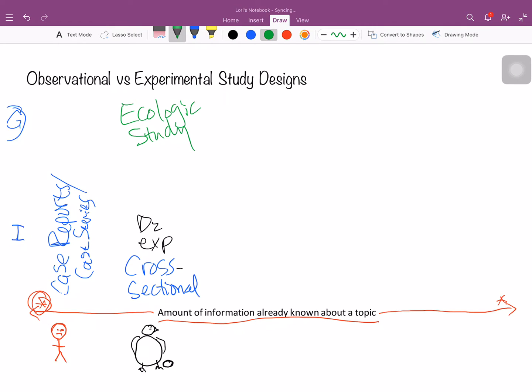And typically when people talk about ecologic studies, they are talking about what's called an ecologic comparison study or an ecologic cross-sectional study. That's why it's very similar to the cross-sectional study that we see down here on an individual level. Essentially, with this kind of study, we are finding out all kinds of information at the same exact time. We're finding out about disease rates in a certain country.